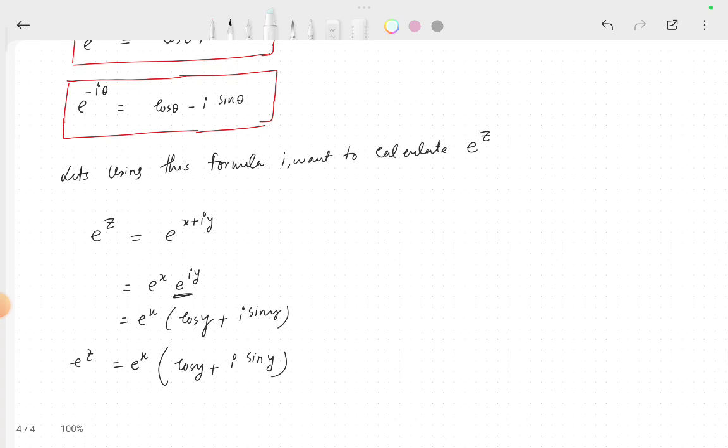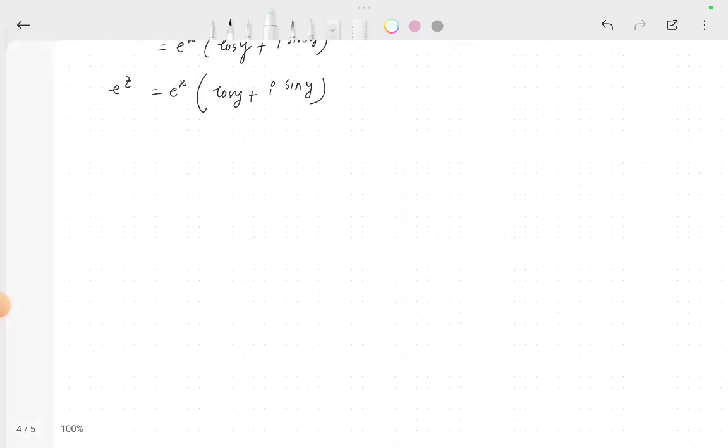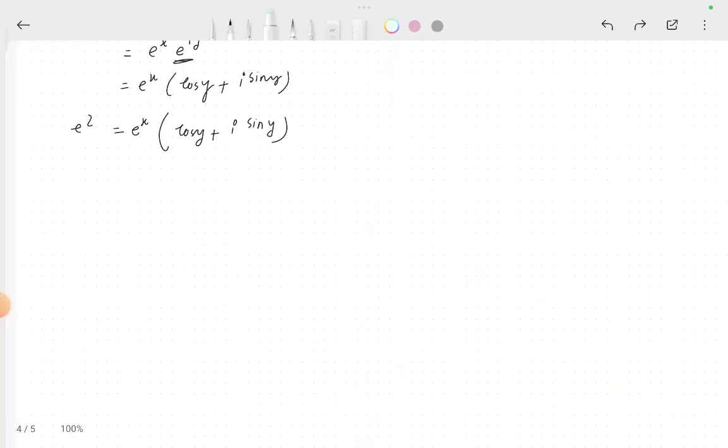Next I am going to discuss de Moivre's theorem, and this is the last part of today's class actually. Okay, de Moivre's theorem.